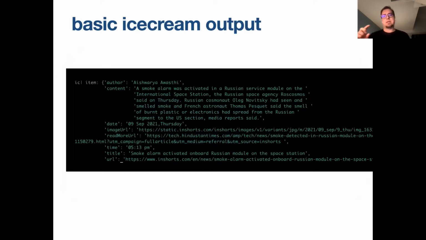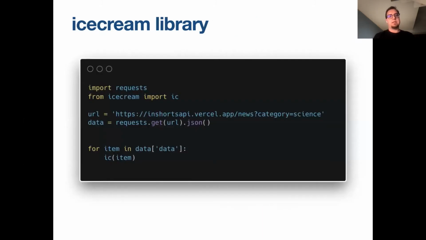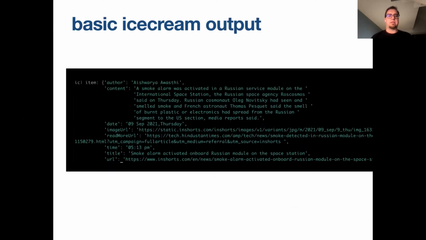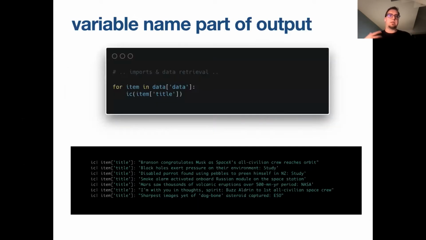That's not that important as is, it's readable, but at the same time, you can actually see in the first few characters here, it says ic pipe item. It's essentially telling you that when you called ic with the variable name, that was the variable name. It was called item.